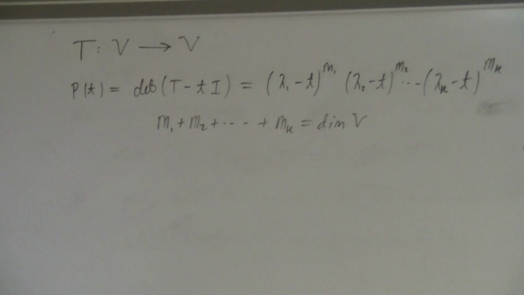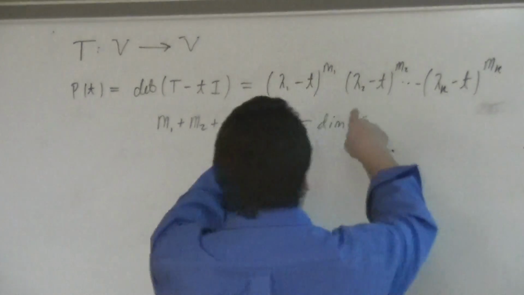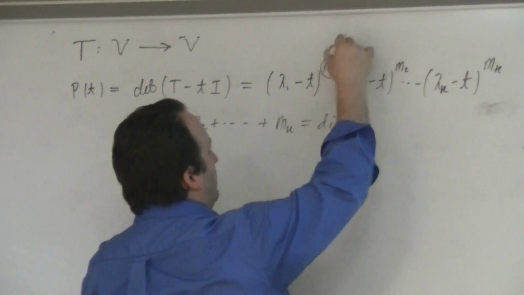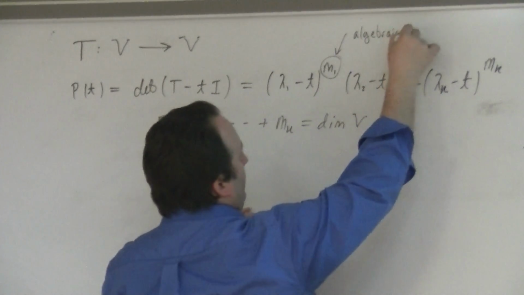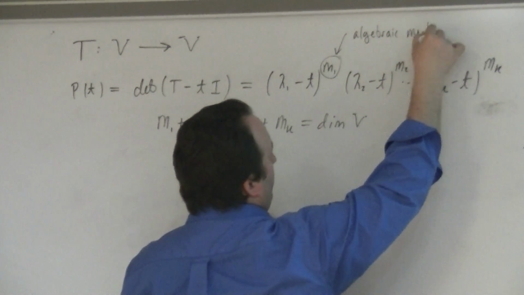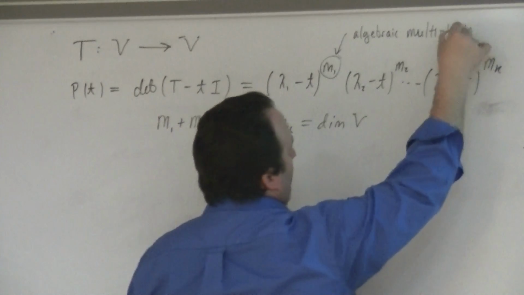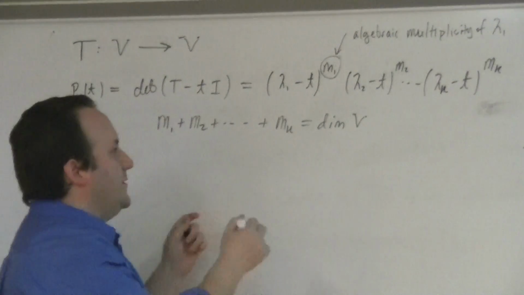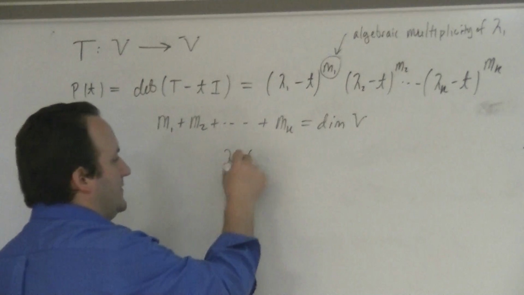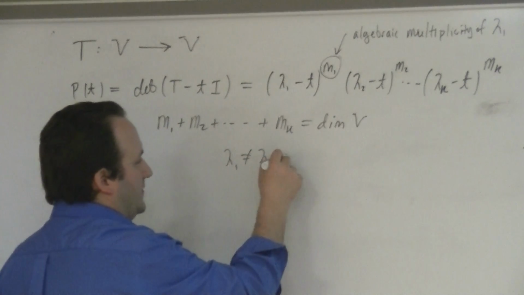And these are the so-called algebraic multiplicities. Algebraic multiplicity of lambda 1, yeah. And I am assuming that lambda 1 is not equal to lambda 2, and so forth, right?